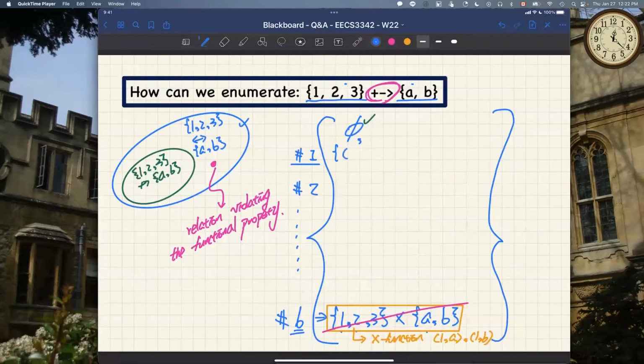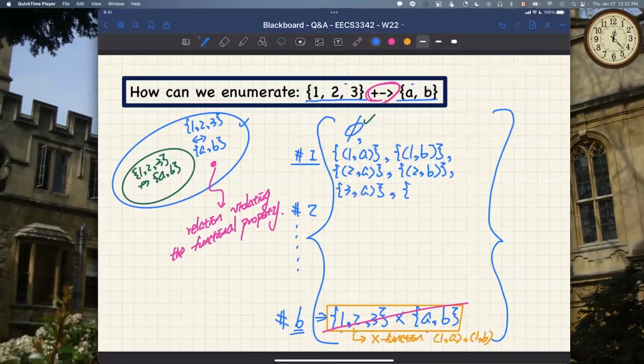It can be just 1a, or it can be just 1b. Also it could be just 2a, and also it could be 2b. Let me move this a little bit downwards. Over here, also it could be 3a, and also it could be 3b. Of course, the list can go on when we get to cardinality 2, which I'll leave to you.